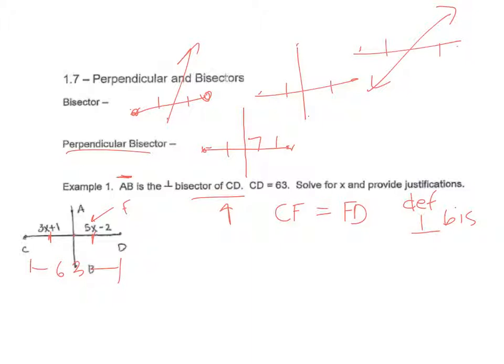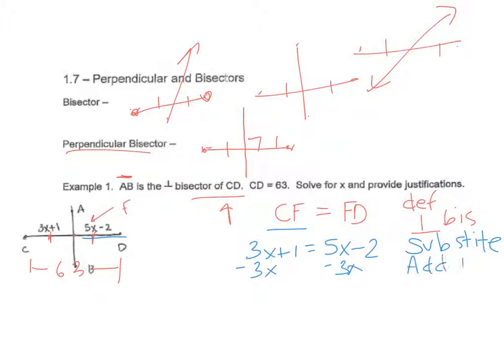Next part is if I know that CF is equal to 3x plus 1 and FD is equal to 5x minus 2, that's by substitution. Next I'm going to solve for x. So I subtract 3x from each side. So that is the addition property of equality, or it could be the subtraction property of equality. So I have 1 equals 2x minus 2.